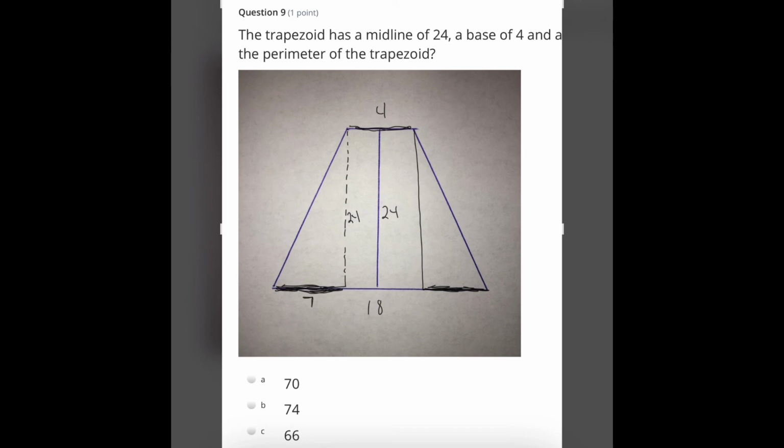So we have a 7, 24, 25, and so this side would also be 25. And so I'm adding 18, 25, 4, and 25 for my perimeter. And that is going to be 72. 72 is the perimeter for that one.